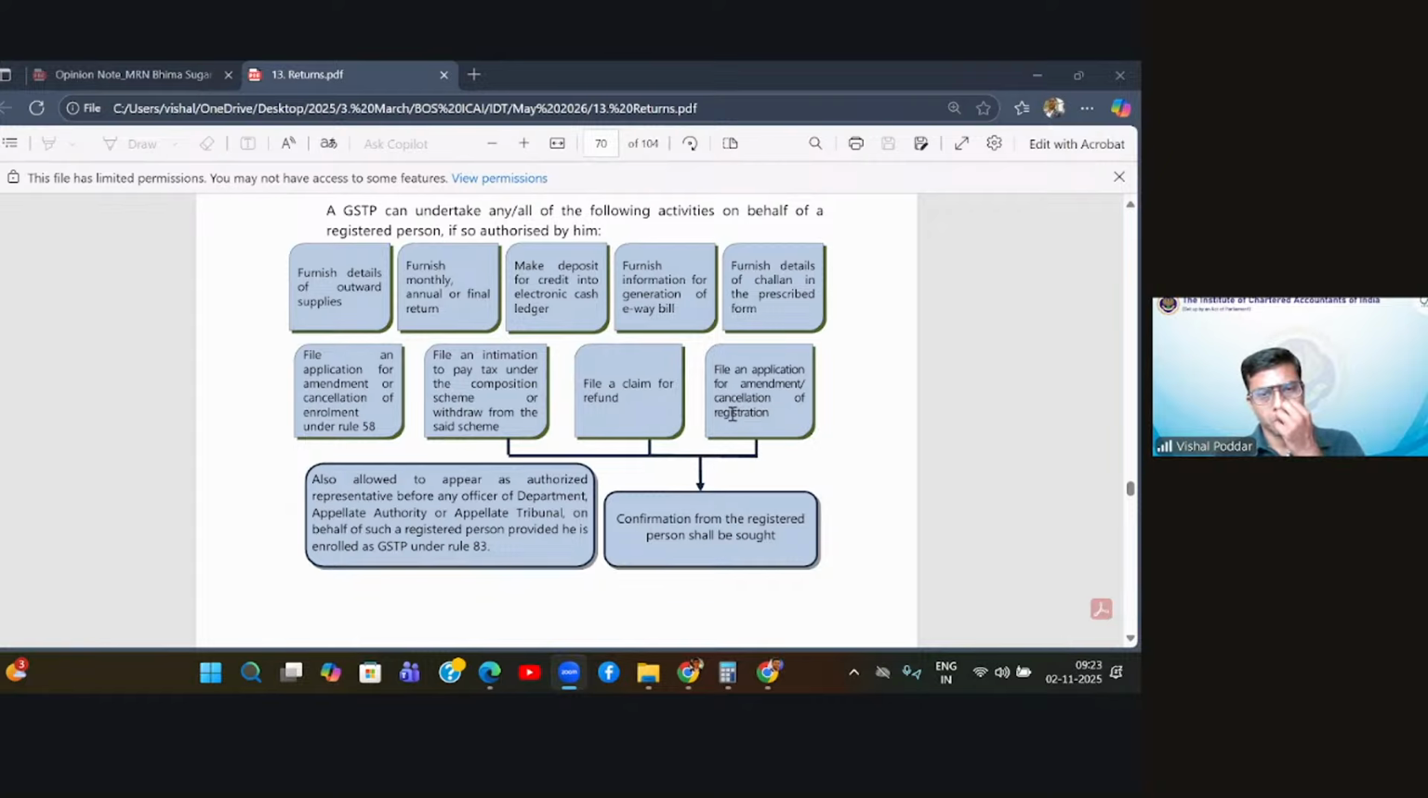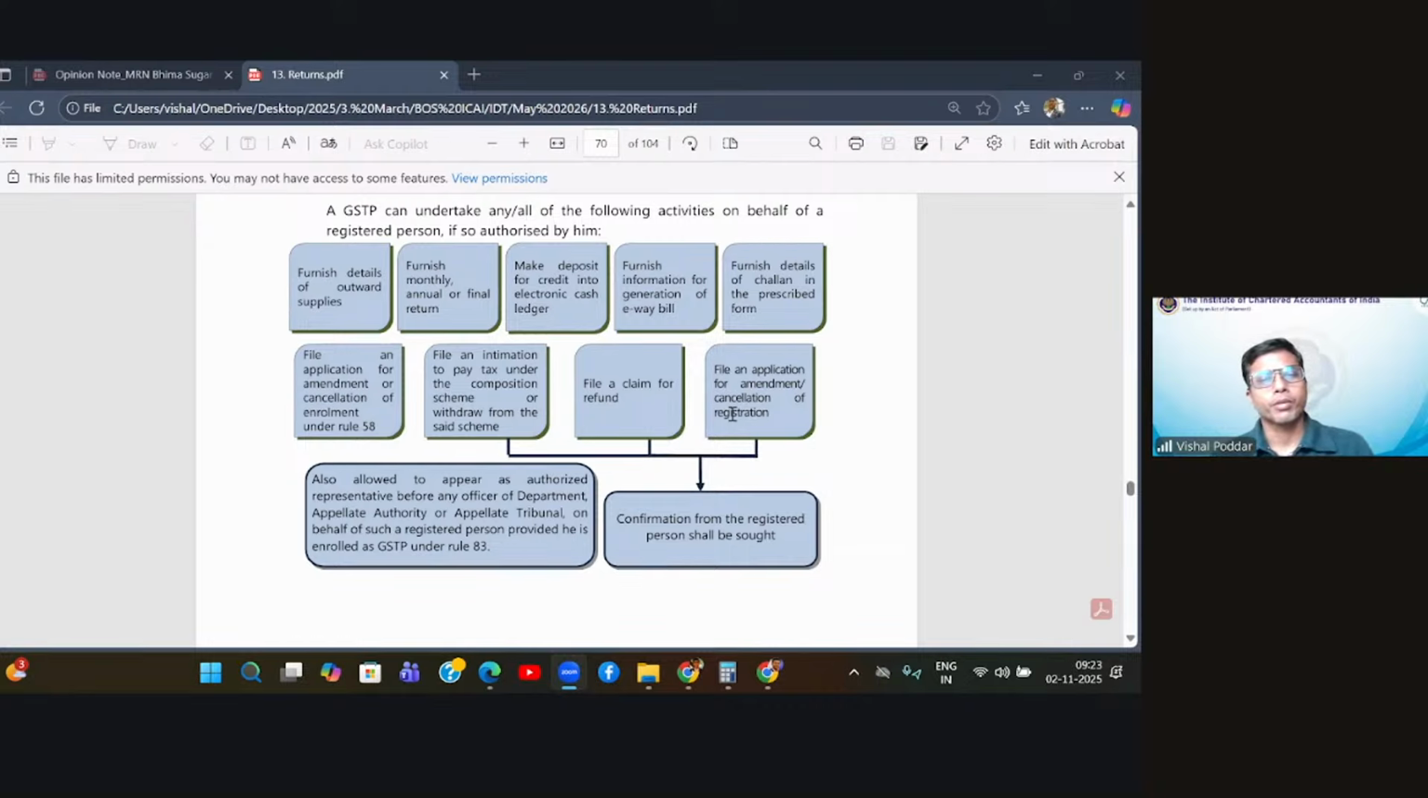scheme, file a claim for refund, file an application for amendment, cancellation of registration, confirmation from the registered person shall be sought. So for these three actions, even if you do it, there will be an update flashing on the taxpayer's portal, and only when the taxpayer confirms will these three things finalize. Otherwise, simply you doing it will not make it final.